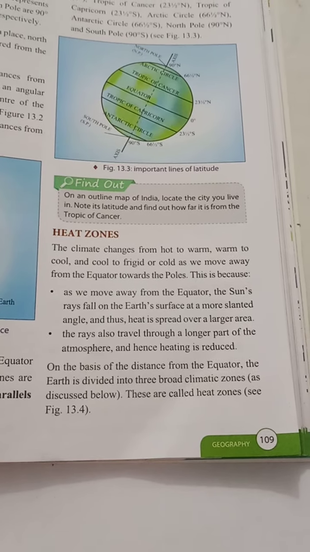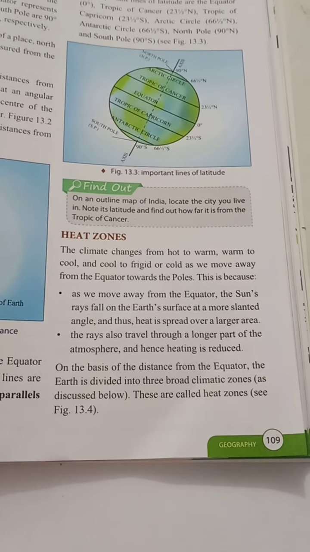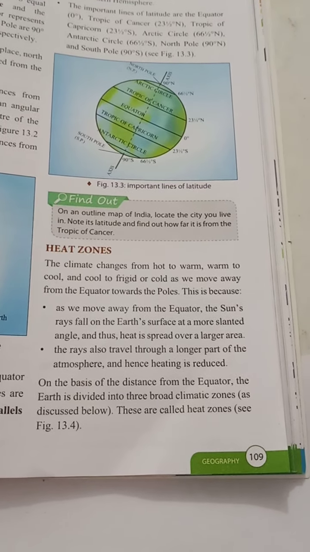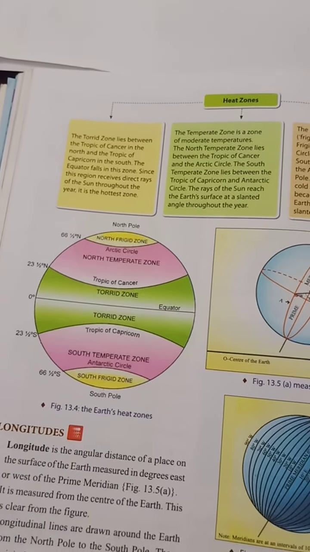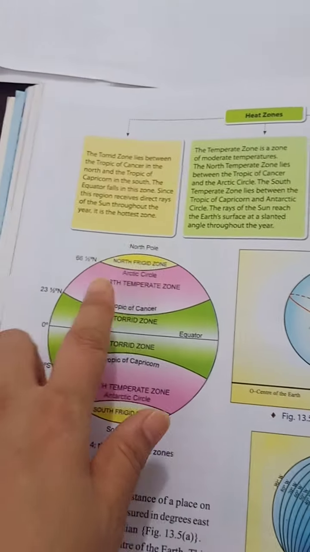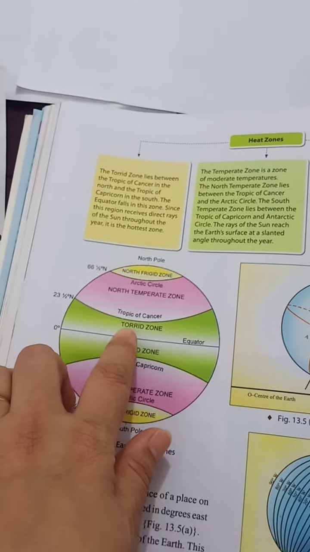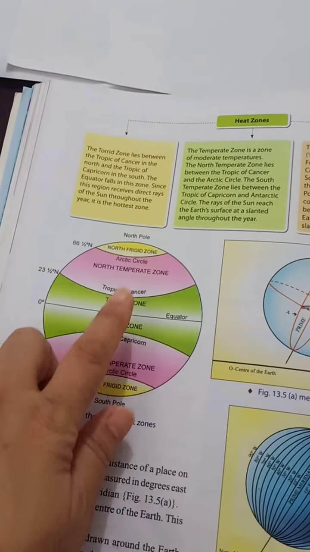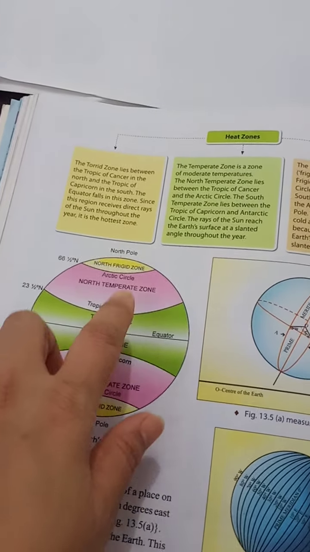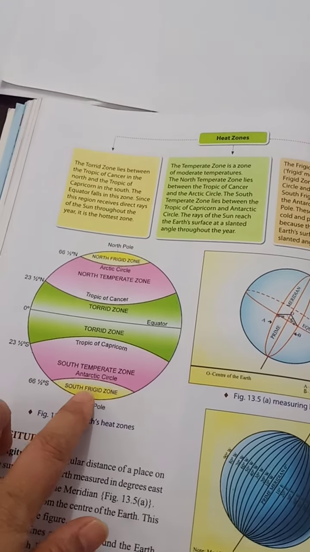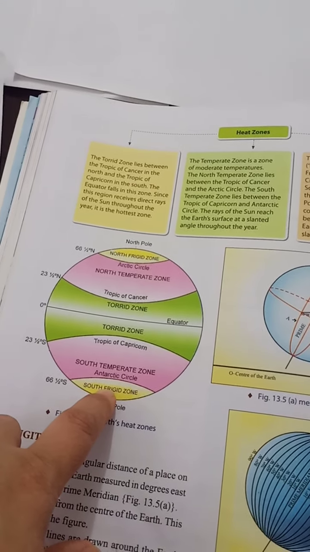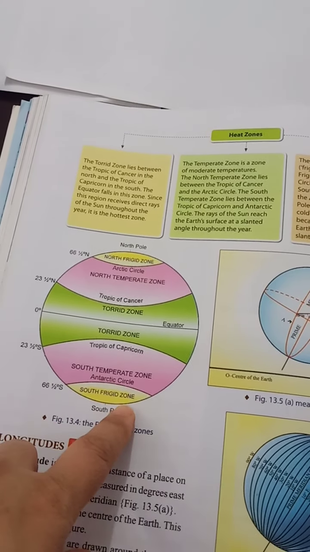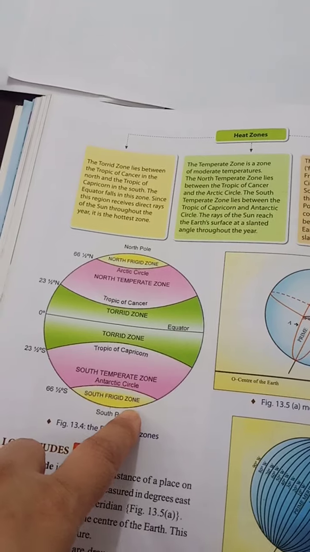On the basis of the distance from the equator, the earth is divided into three broad climatic zones. These are called heat zones. Now you can see this diagram. This equator part will receive more sunlight. These two parts will have less sunlight, and these near the poles will have very slanted rays or no rays, or no light and no warmth from the sun.